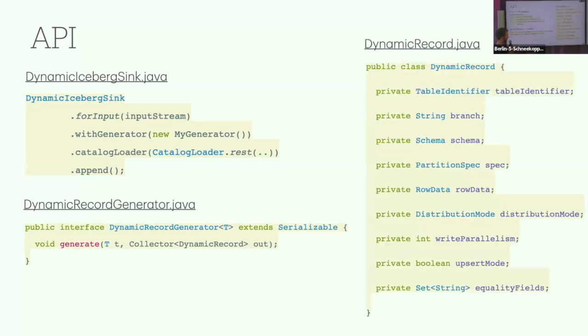And the dynamic record looks like this. You have all the things that you would normally specify: table name, schema, partition spec, and the data itself is still stored in row data format. There are tools to convert from other formats. And then you have these write-related options as well here.